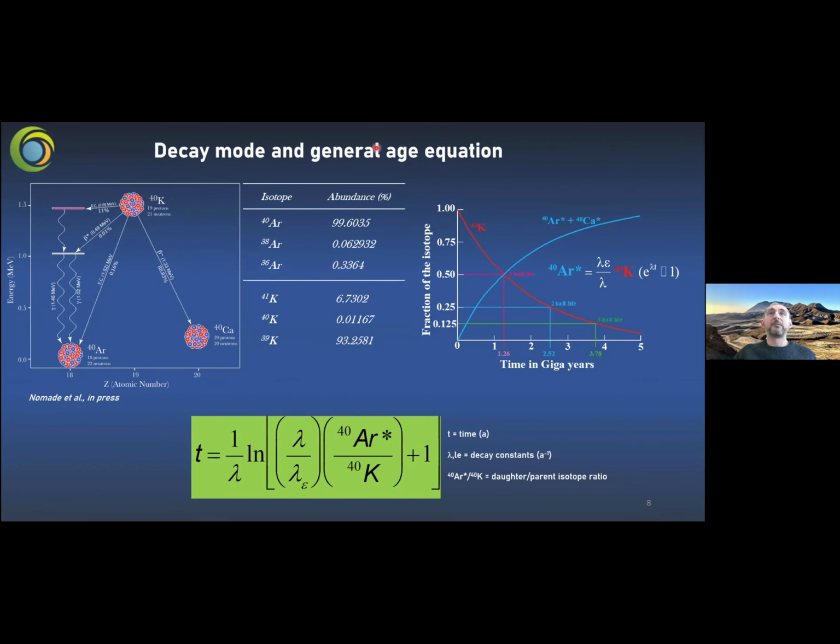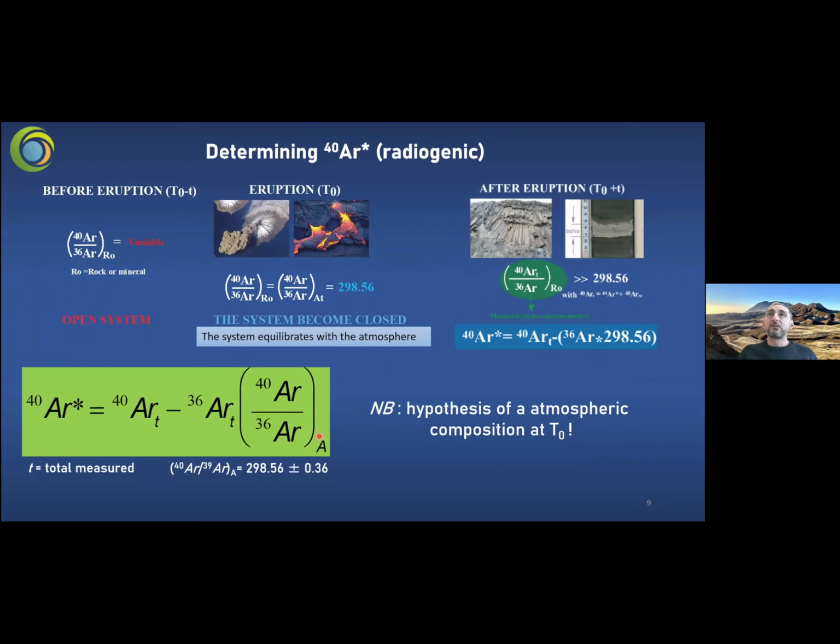So the general physics behind the method is very simple. It's the potassium-40 that decays into argon-40 and calcium-40. You can see here the abundance. This is a relatively simple equation, the classical one, that allows us to calculate time. So one of the differences between argon-argon and uranium-lead is that in our business, we date the eruption, not the magmatic age of crystals.